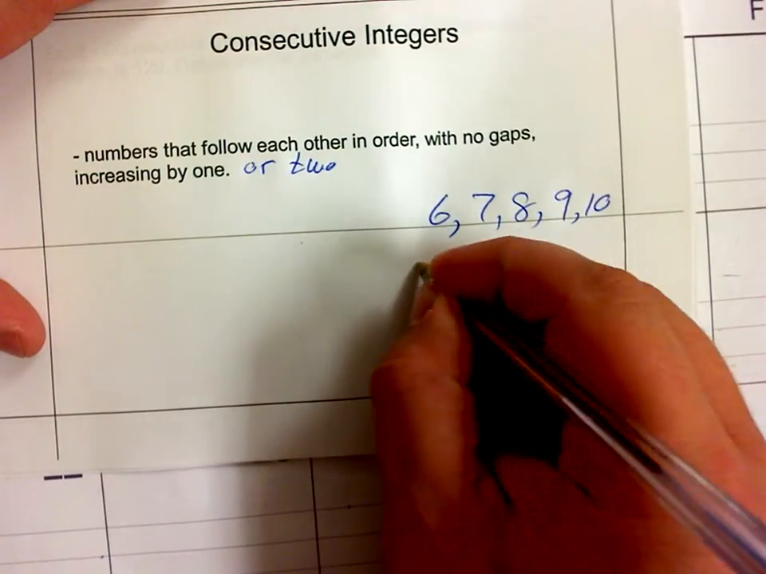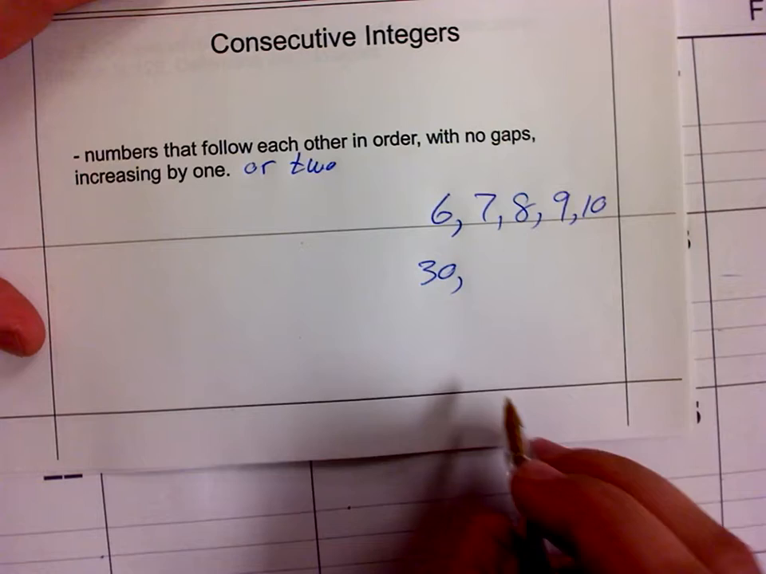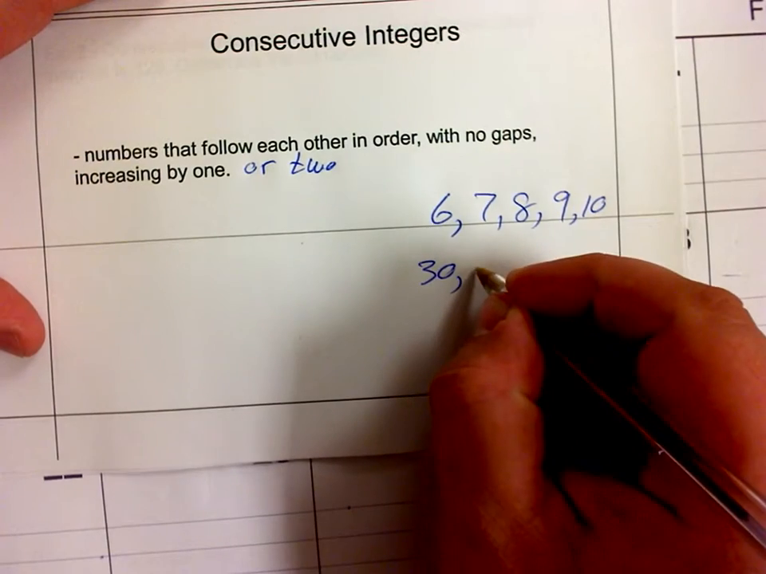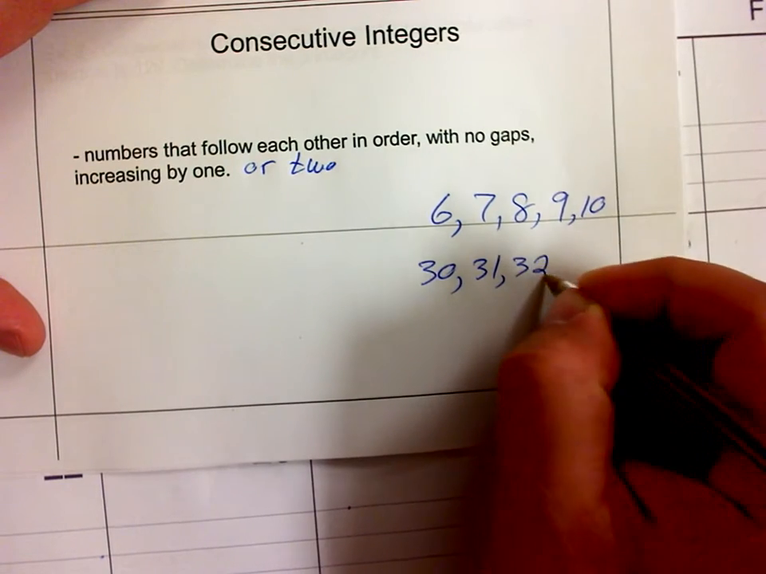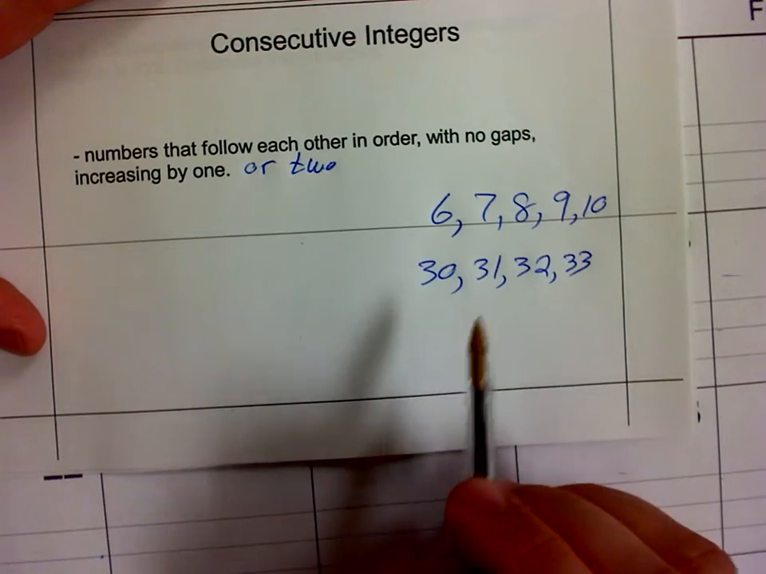So to give another example, let's say we had 30 as our starting point. If I wanted to give a total of 4 consecutive integers, we'd have 30, then we'd add 1 to that to give us 31, add 1 to that to give us 32, add 1 to that to give us 33, and there's our 4 consecutive integers.